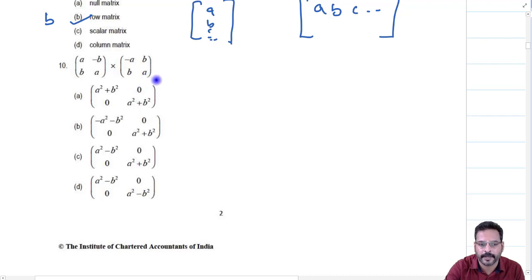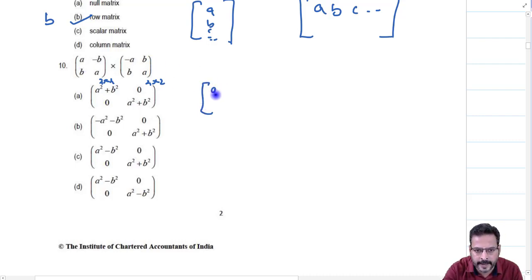Then next one, we have to find the product of two matrices, [A, -B; B, A] and [A, -B; B, A]. This is a 2 by 2 matrix and this is a 2 by 2 matrix. Therefore, the product can be found out. First row, first column of the product: that means first row, first column.